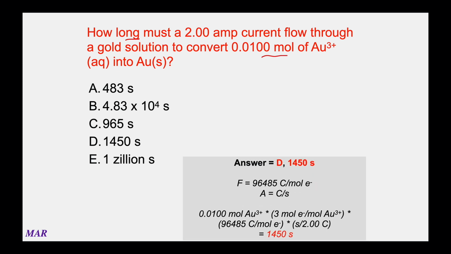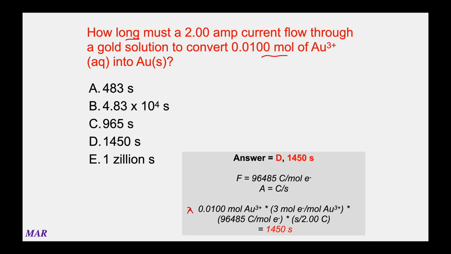So let's look at the math. 0.0100 moles is the amount you're starting with. 3 moles of electrons needed per gold 3 plus to make them neutral. Faraday is 96,485 coulombs per mole of electrons. And then the last thing, 2.00 amps means 2.00 coulombs per second. So you can see you need to divide by the amps. You'll have seconds in the numerator, the only unit left standing. 1,450 seconds are required to make this gold transfer using a 2.00 amp current.